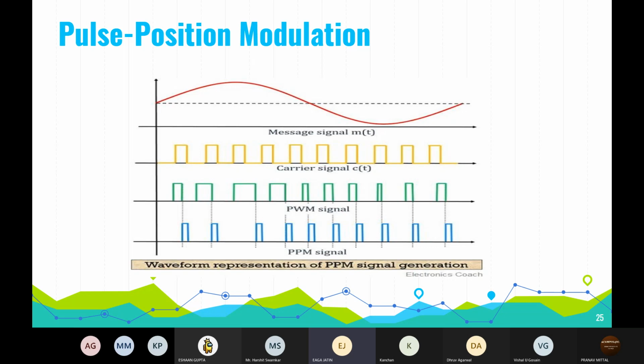So let me tell you. That means as the amplitude of the input signal increases, the modulated pulse will go further away from the reference point. In fact, it will be generated with the help of the pulse width modulation technique. So by generating the pulse at every falling edge of the pulse width modulated signal, pulse position modulation can be generated.